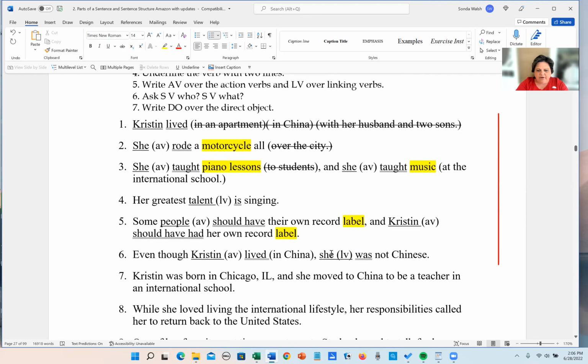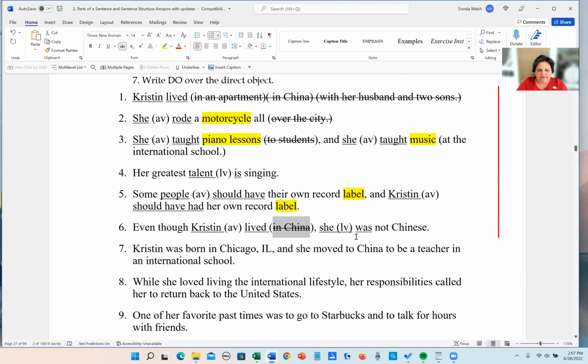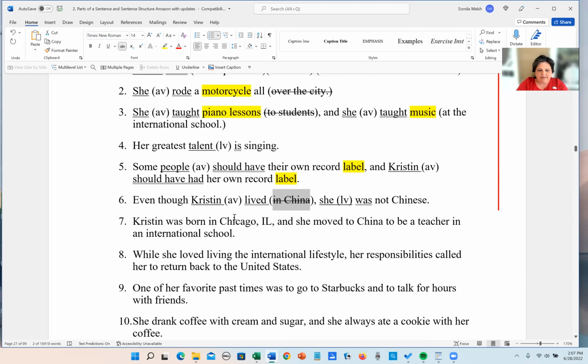So we know, no matter what happens, the word was is a linking verb, we will not have a direct object. So we can go to the first part, Kristen lived, who, what. There is nothing there that can answer that because our prepositional phrase cannot be a direct object. So there's nothing in that portion that answers the question who or what. And then in this one, she was not Chinese. Since we have a linking verb, we will not have a direct object. Okay, let's go to number 7.